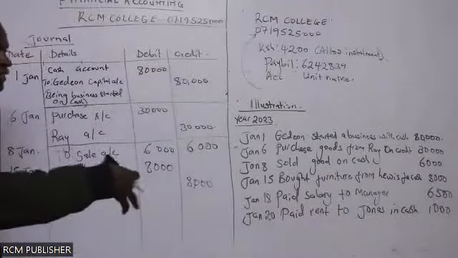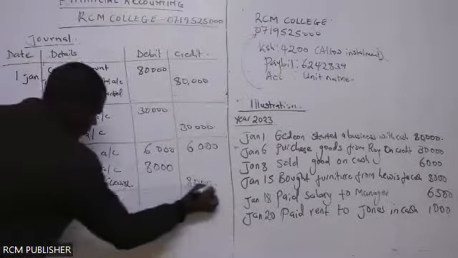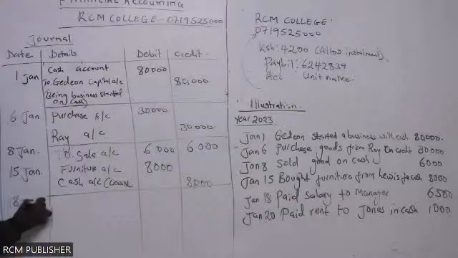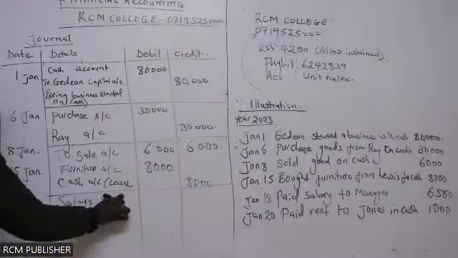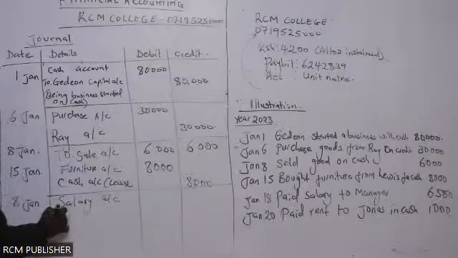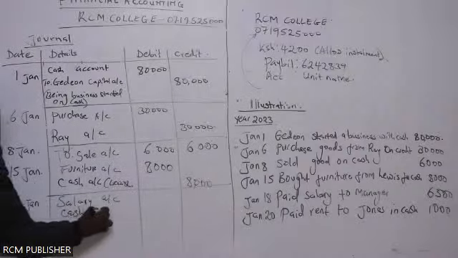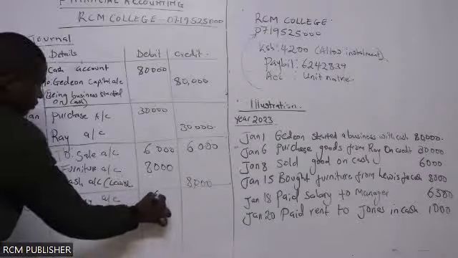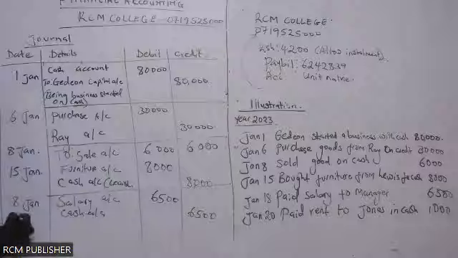Then on Jan 18, we paid salary to the manager. Still, our money is going out. On the 18th of January, we are paying salary. So we shall have the salary account, and we are debiting that. And then the other account is the cash account, because we paid by cash. And this will be 6,500, and this is 6,500.